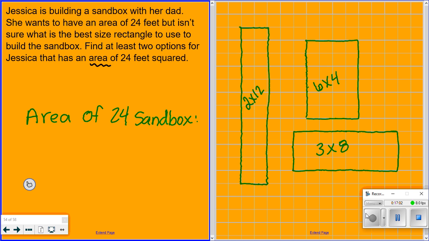So what I noticed in our sandbox, we had a couple of options. We figured out that a 1 by 24 would work. It's not the best option, but it would work. We figured out, Will, that a 2 by 12 would work. We figured out that a 3 by 8 would work. And we figured out that a 4 by 6 would work.